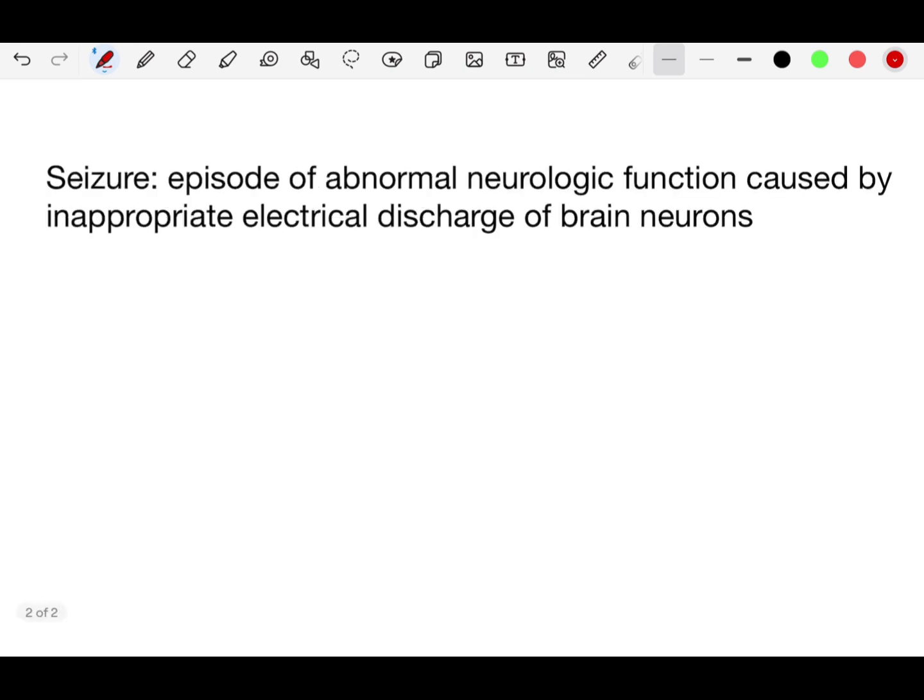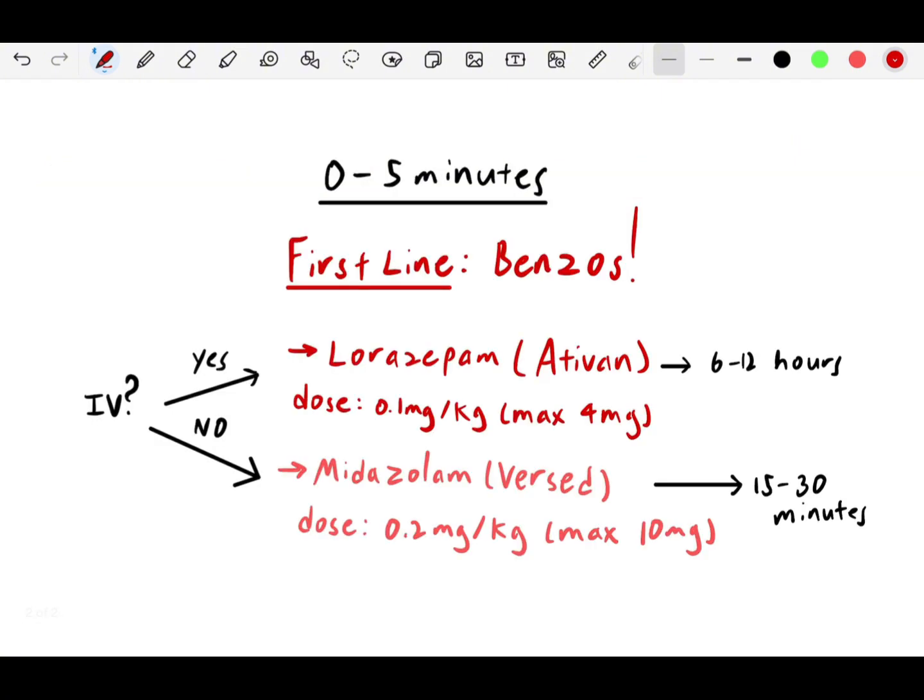Again, to make things very simple, this is the definition for seizure that I pulled off some medical textbooks I've been reading. A seizure is just an episode of abnormal neurologic function caused by inappropriate electrical discharge of brain neurons. Gold standard for diagnosing this is an EEG, but that is the definition of a seizure. Let's go ahead and get into the timeline and then look at the treatment.